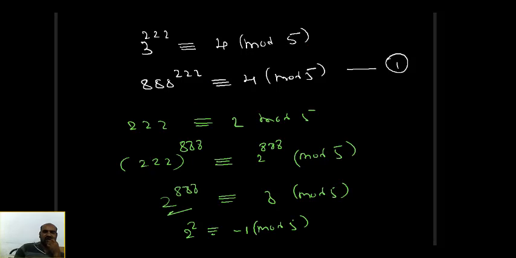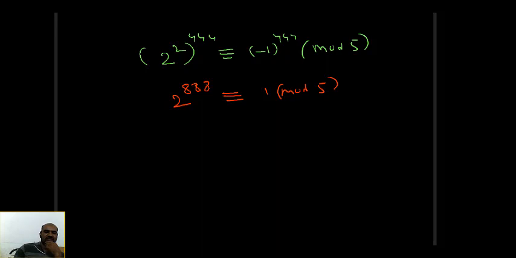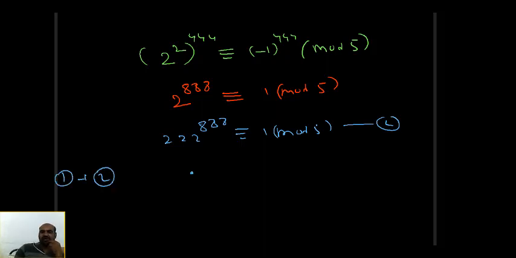Okay. So now what I can say directly is that 2 to the power 8, 8, 8 is congruent to 1 modulo 5. Now add the other term: 8, 8, 8 squared plus 2 to the power 8, 8, 8 is congruent to 4 plus 1 modulo 5.